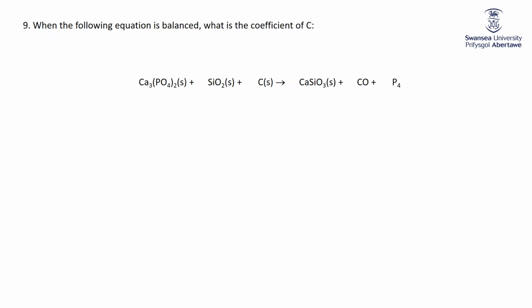So let's make it a little bit more interesting, shall we? Ca3(PO4)2 plus SiO2 plus carbon goes to CaSiO3 plus CO plus P4. Looking at the number of atoms overall, we see we've got 3 calciums here, 1 calcium there, 2 phosphoruses there, 4 phosphoruses here, 10 oxygens, 4 oxygens, and then of course a variety of silicons and carbons.